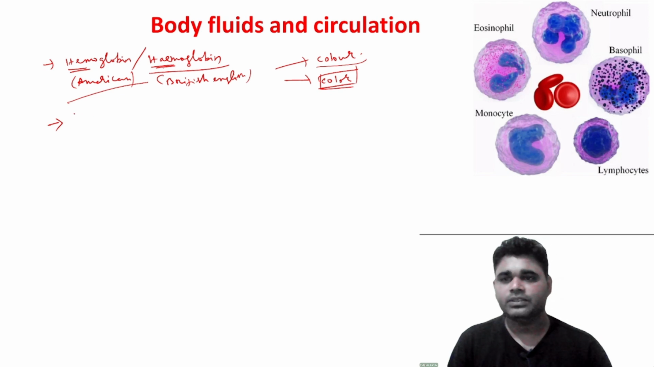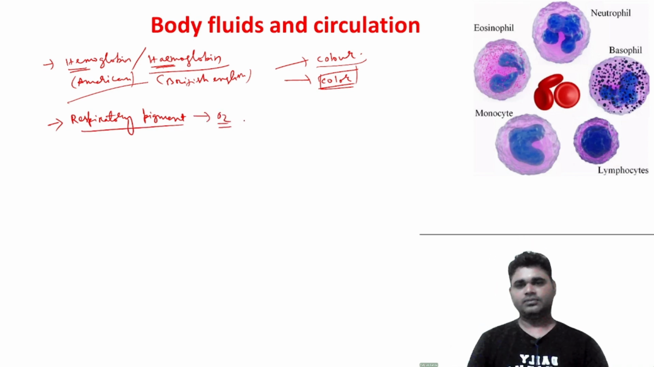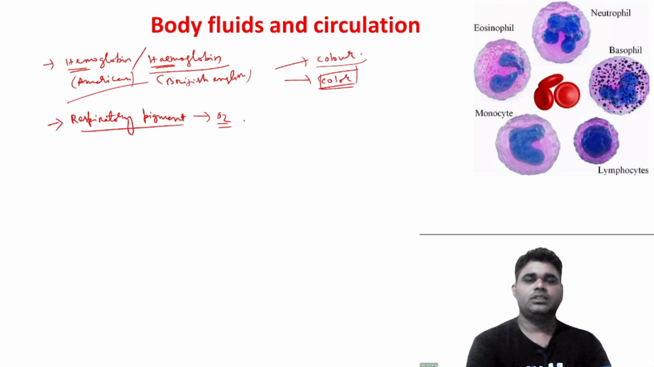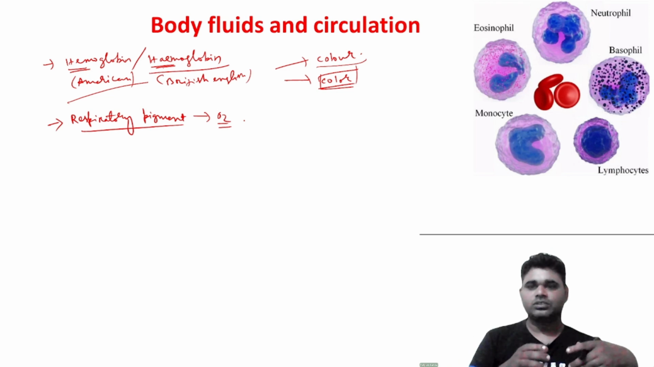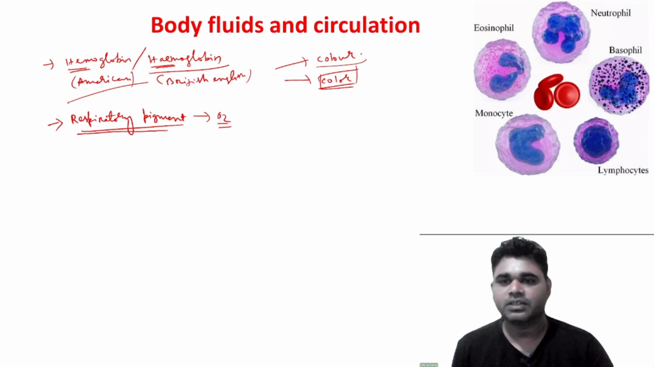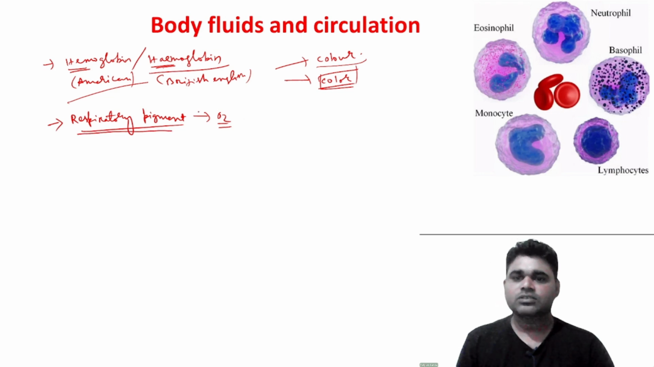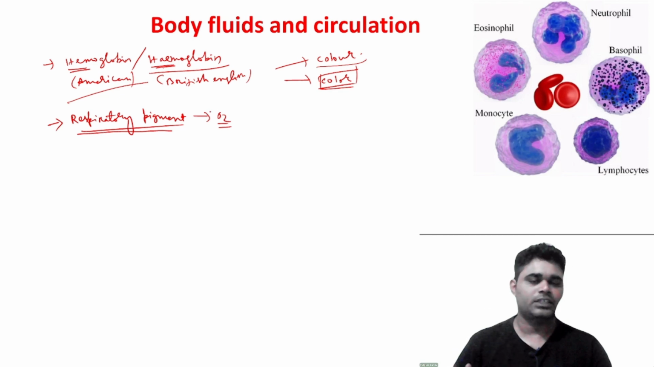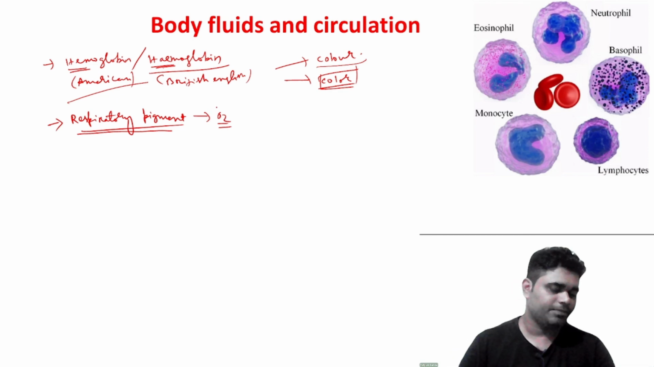This hemoglobin is called the respiratory pigment. Why is it called the respiratory pigment? Because it traps the oxygen. Because it can take up or trap or bind the oxygen, it is called the respiratory pigment. Actually there are different types of respiratory pigments in different organisms.